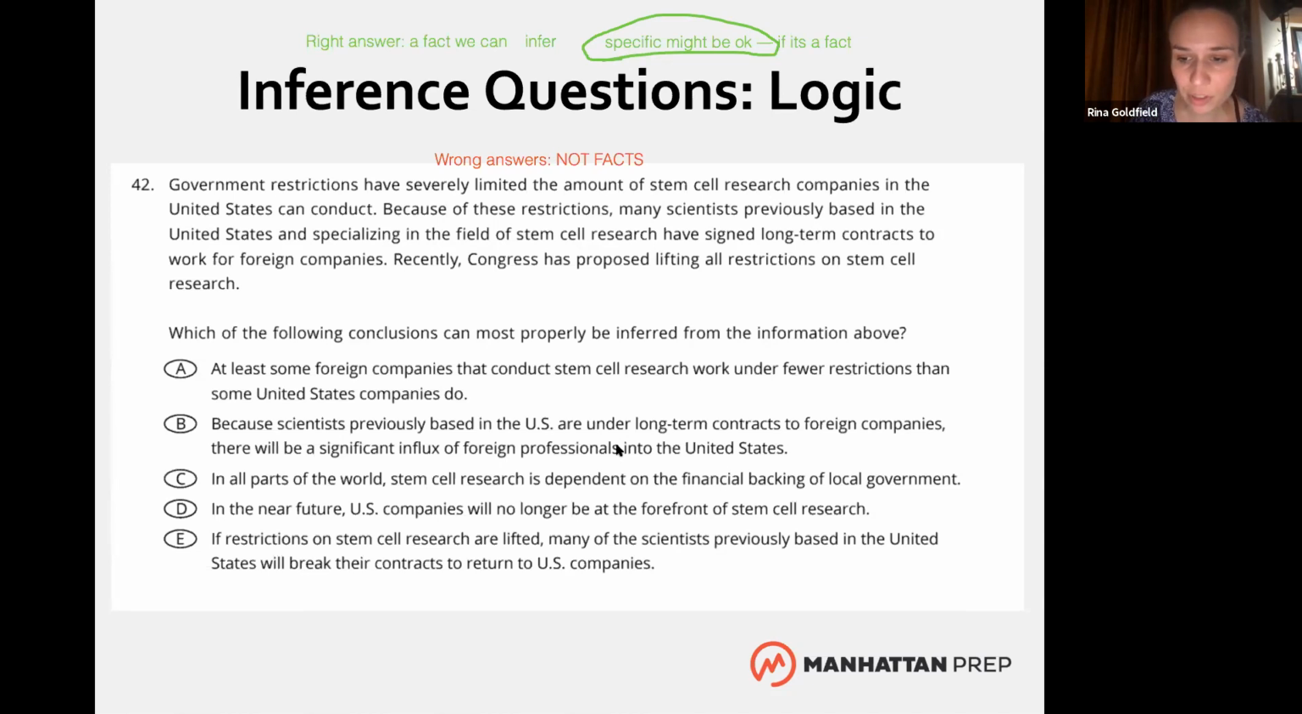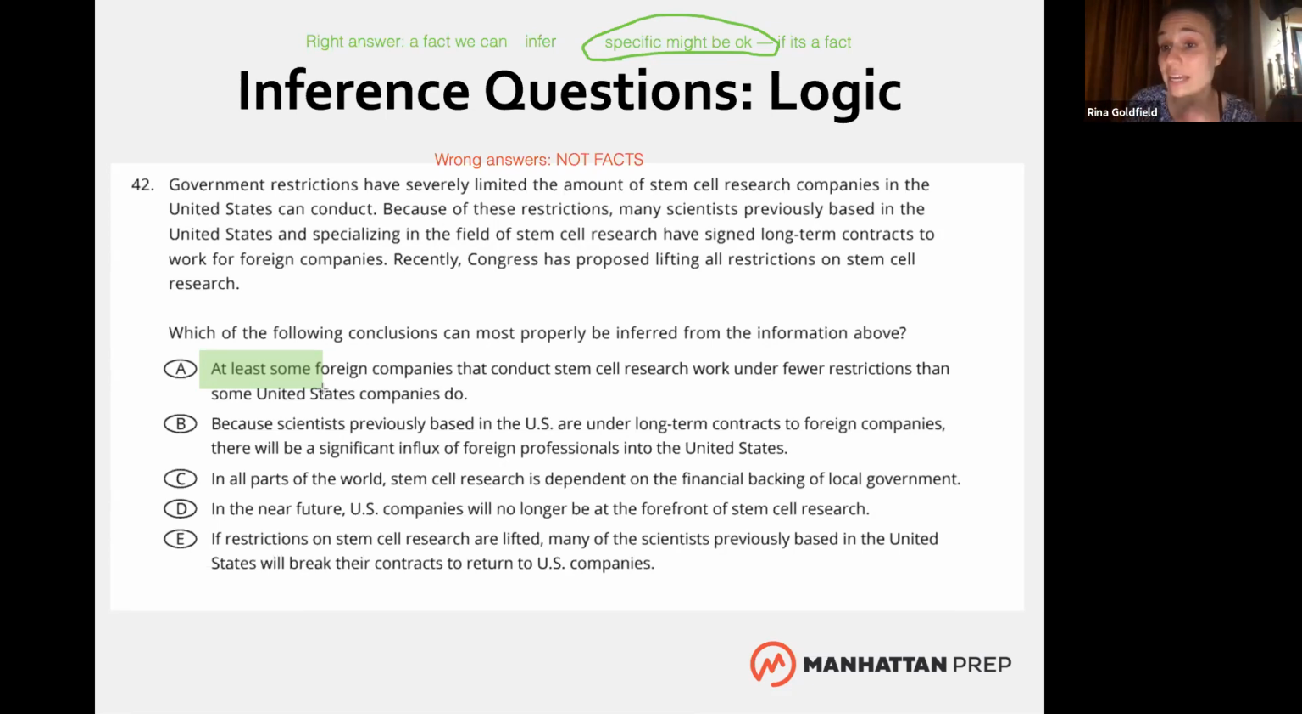A bunch of people noted when you were messaging me your answers that this A has this great language of at least some. That quantifier of some is so provable. My example earlier, if it rains sometimes, so provable. All we need is one day of rain to prove that at least sometimes it rains. We need to prove at least some foreign companies. All we need to know is that there's at least one of them.